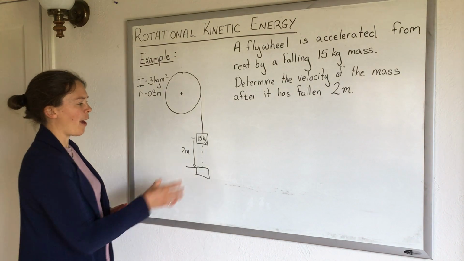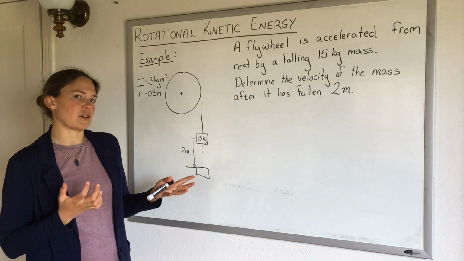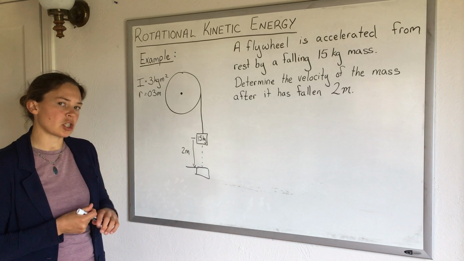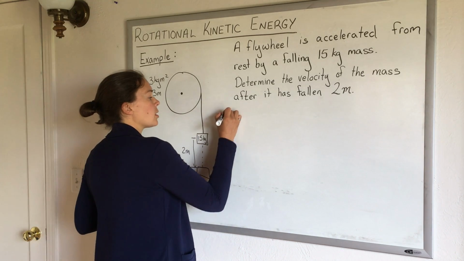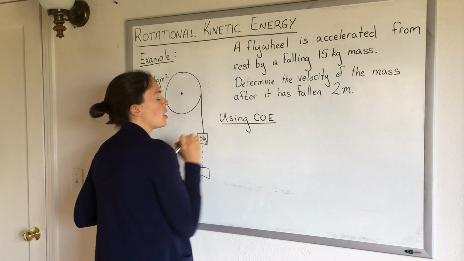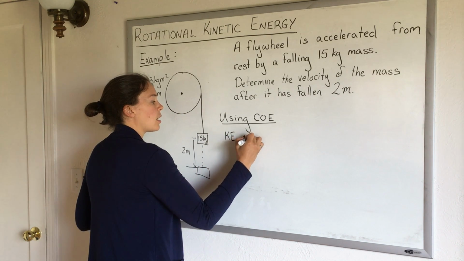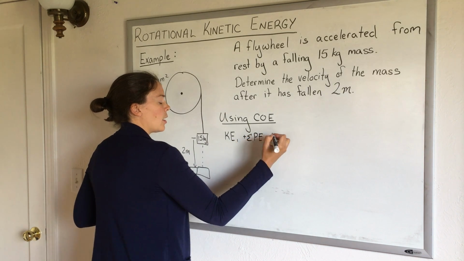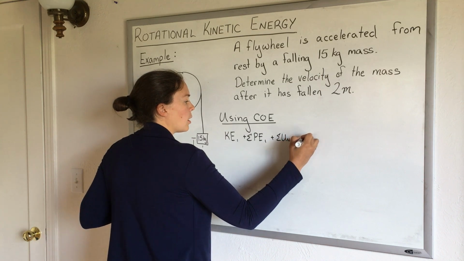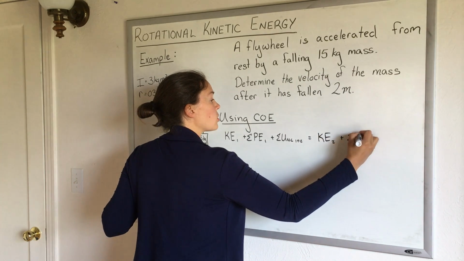Looking at this problem, I have masses, distances, and velocities, so I'm immediately thinking conservation of energy or the work energy principle. I'm going to go ahead and use conservation of energy here, but it works just as well to use the work energy principle. So using conservation of energy, which I'm just going to approximate as COE, my governing equation is my initial kinetic energy plus the sum of the potential energy plus the sum of all the non-conserved work from 1 to 2 is equal to the final kinetic energy plus the final potential energy.